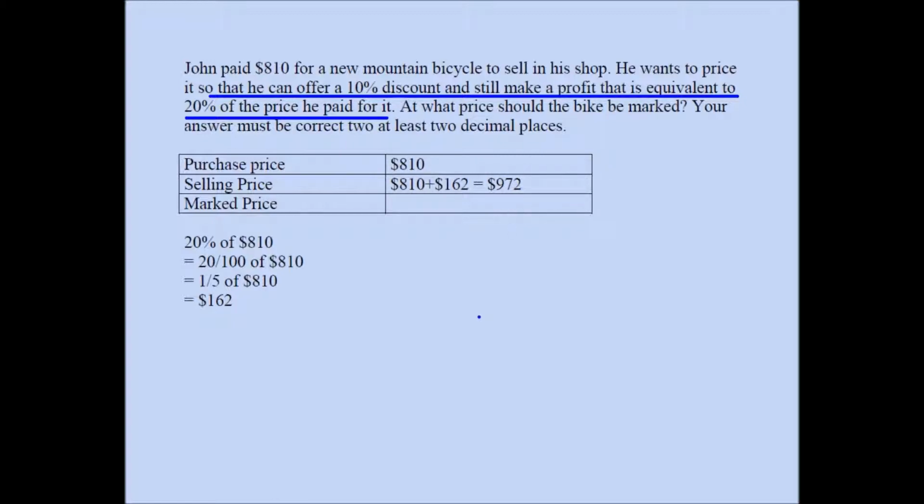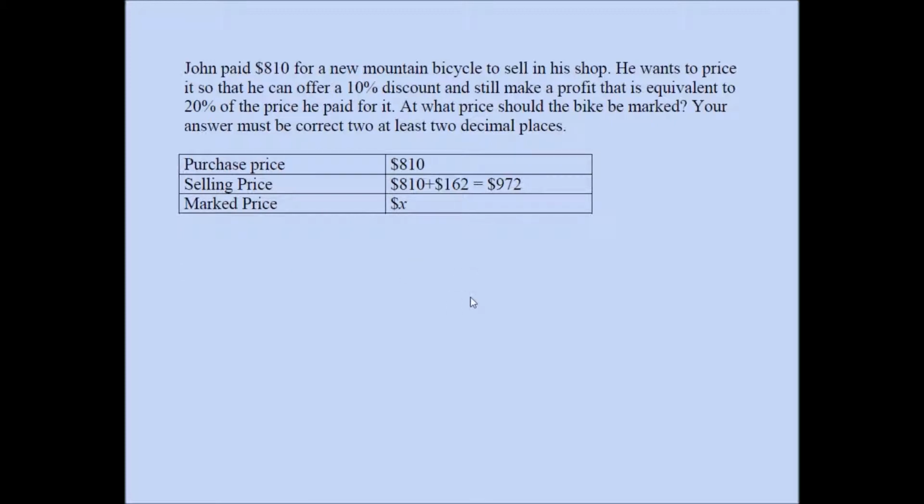So what price should he mark the bike at so that once he gives his 10% discount, he still receives $972? So what we're going to do, we're going to call the mark price X. Now we know X has to be higher than 972 because he will give a 10% discount on X and what he will receive is 972. You can do it in a variety of ways, but I'm going to use proportion.